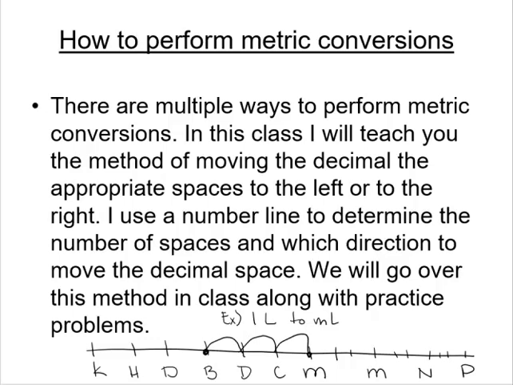So we know we're going to have to move to the right 3 spaces. If we have 1 liter, we know that the decimal is right there. I'm just going to write the 1 over here so we know that's what we're working with. And we're going to have to move this decimal 3 spaces to the right. So we're going to end up with 1,000 milliliters. That's our answer.